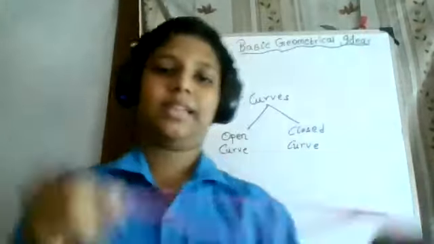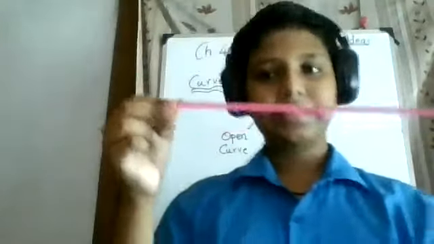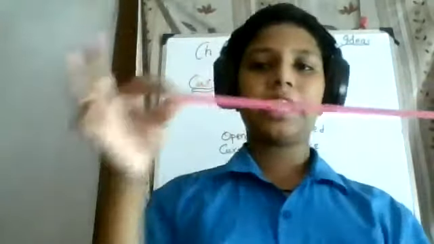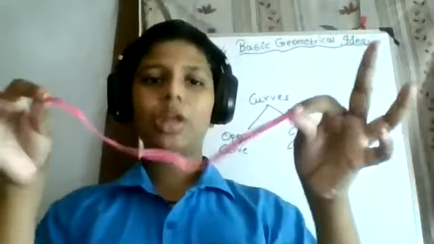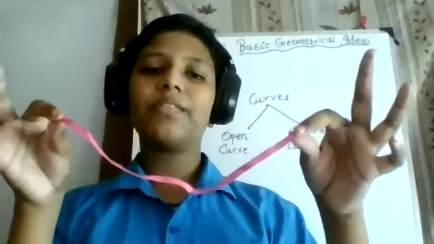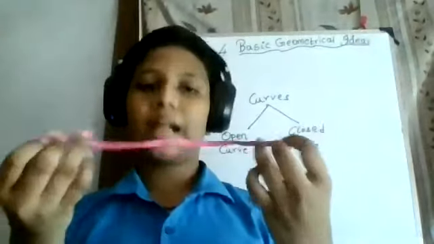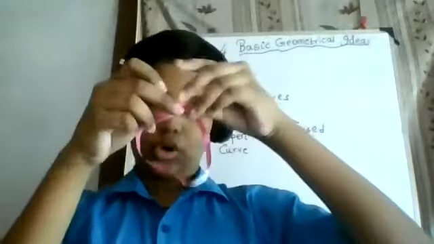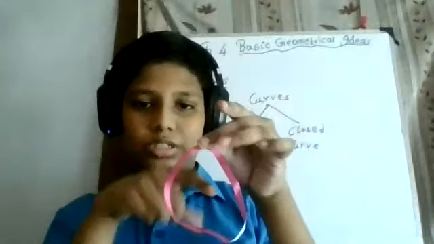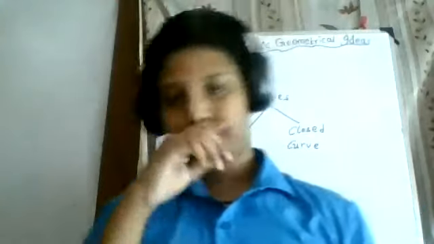I repeat, this is a line if I hold it tightly on both sides. If I hold it loosely, a curve is formed. In a curve, if the curve is closed, it is known as a closed curve. If it is open, it is an open curve.